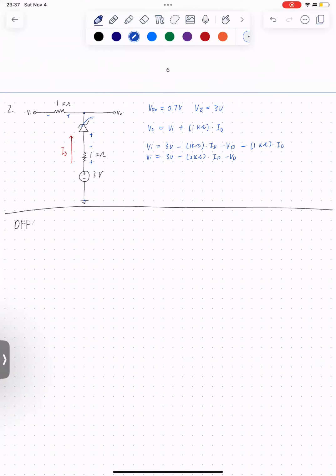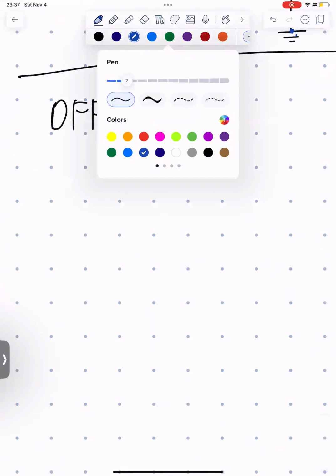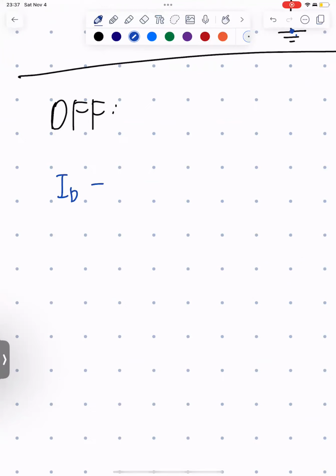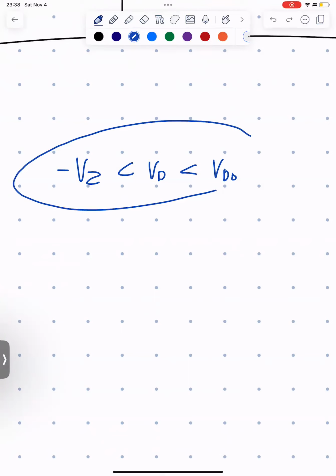So when the diode is off, question one, we assume the diode is off. The first thing we know is that there will be no current flowing through, so ID will equal 0. The second thing we know for a Zener diode to be off is that the voltage of the diode must be in between negative VZ and VDO. If it's greater than or equal to VDO, it's going to be on, and if it's equal to negative VZ, it's going to be Zener. So this is the condition for a Zener diode to be off.